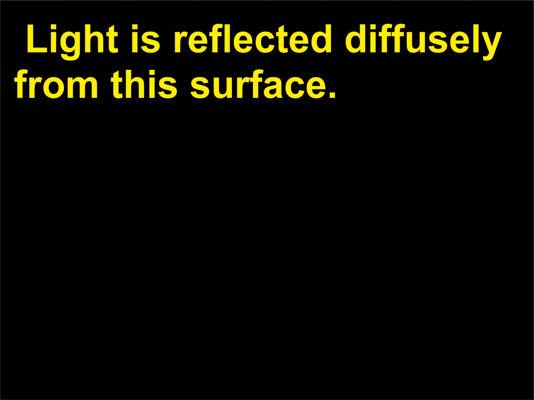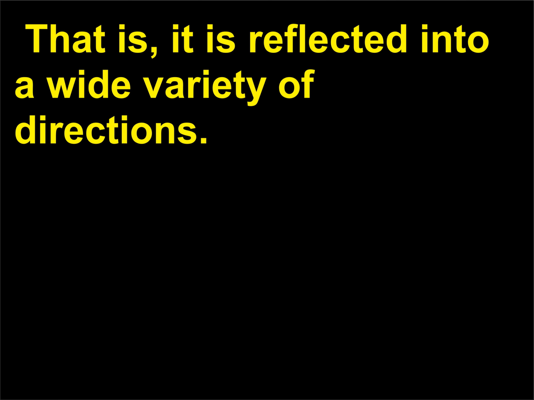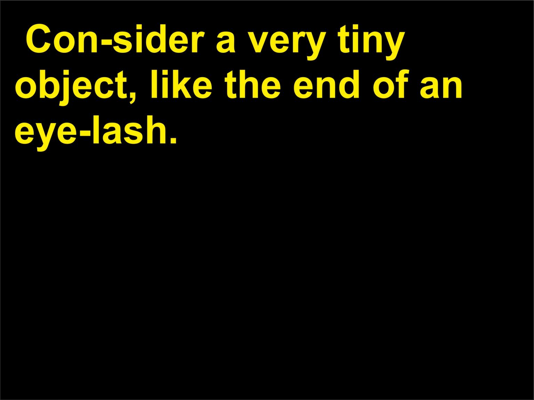What is an image? Suppose light falls on your face. Light is reflected diffusely from this surface. That is, it is reflected into a wide variety of directions. Consider a very tiny object, like the end of an eyelash.